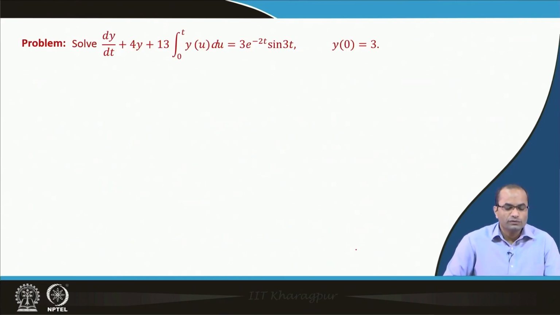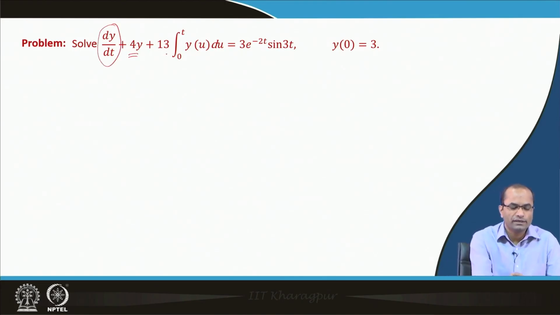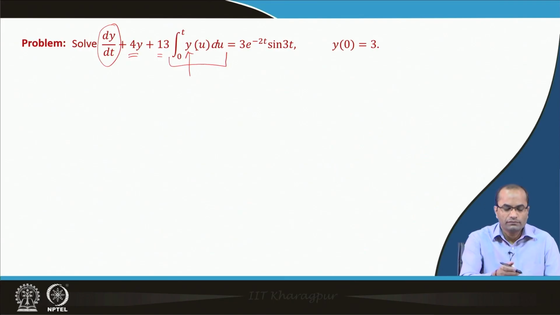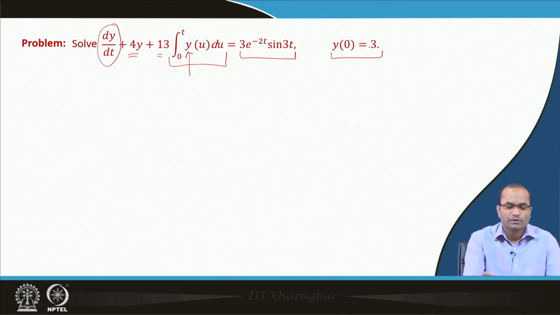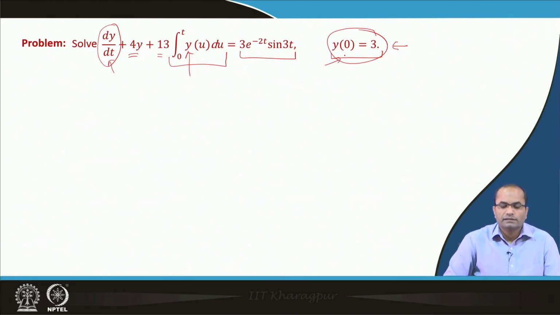So, today we will continue with the integral differential equation. In an integral differential equation we will have a differential term as well as an integral term. Like in this example, we have dy over dt plus 4y plus 13 times an integral term where the unknown y is the integrand, and the right hand side is a function of t. Because the derivative is given, we must have some condition there. We need one condition because it is first order in y. So here y at 0 is given as 3.